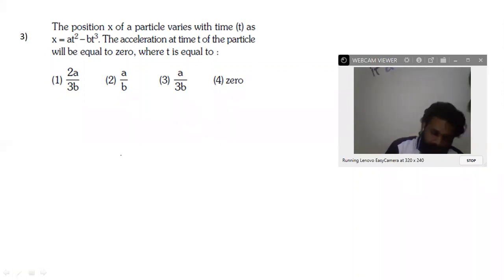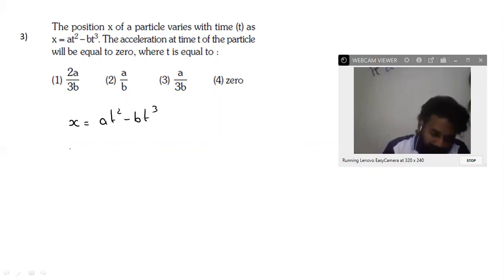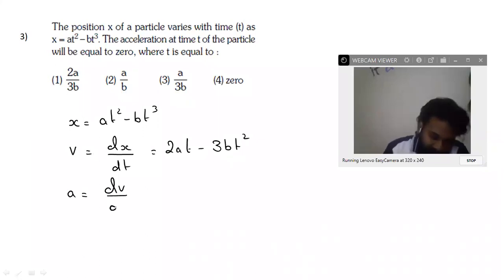Okay, so someone has answered, I believe. Option 3. Subhashri is saying option 3, right? Okay, we'll see. So x is equal to at square minus bt cube. To find acceleration, first we will find velocity. Velocity is the differentiation of this position. So 2at minus 3bt square. Now acceleration. Acceleration is the differentiation of velocity, dv by dt.